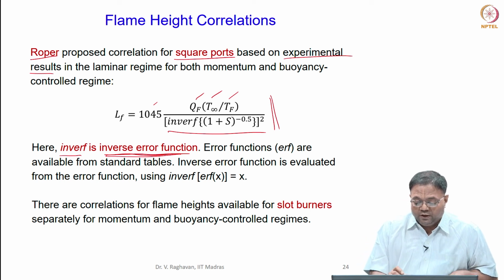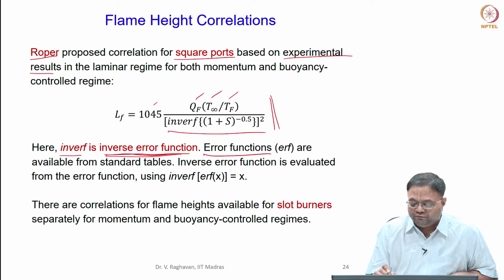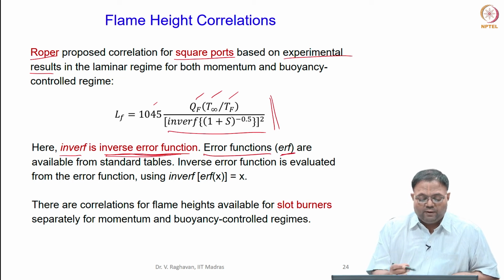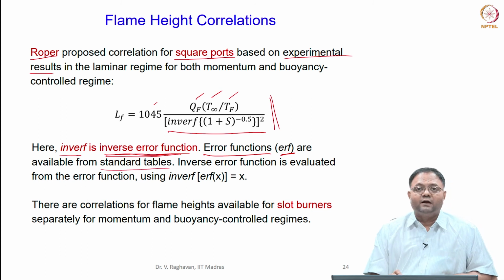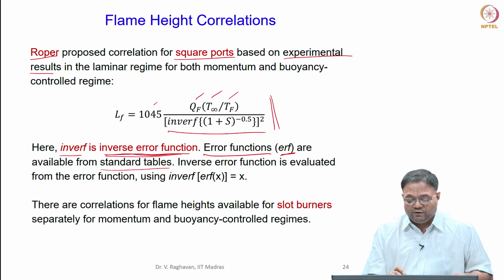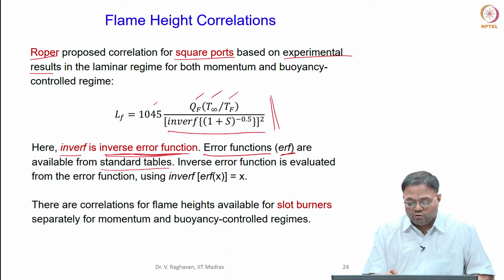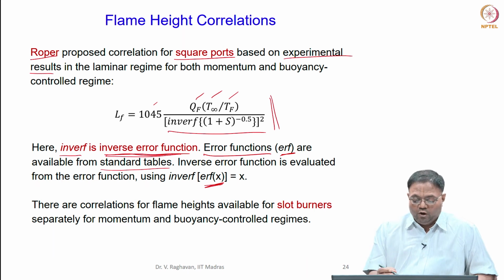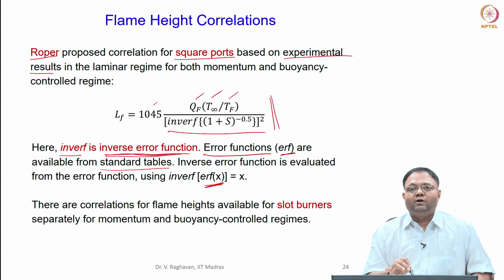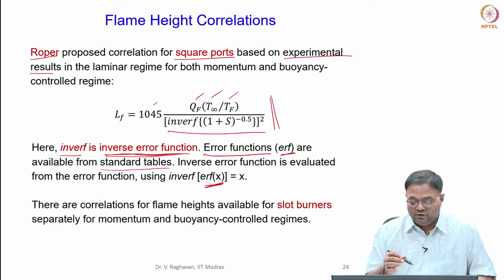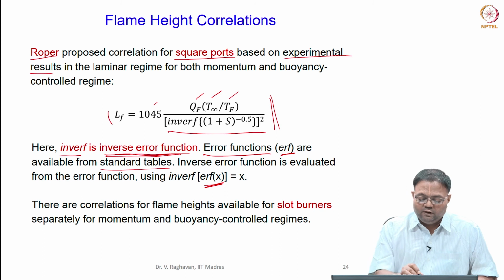The error function, ERF, is tabulated in standard tables, where you can get the error function for every value. For example, calculate 1 by root of 1 plus S, so you will have one value. For that you can find the error function. Once you find the error function, the inverse can be found by applying this: you know this value, and from it you take the inverse. So, from the error function table itself we can find the inverse error function. Once you do this, substitute that to get the flame length.